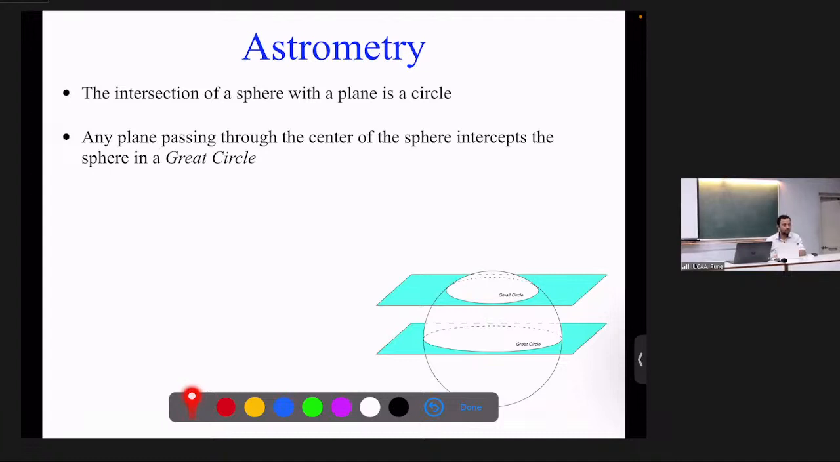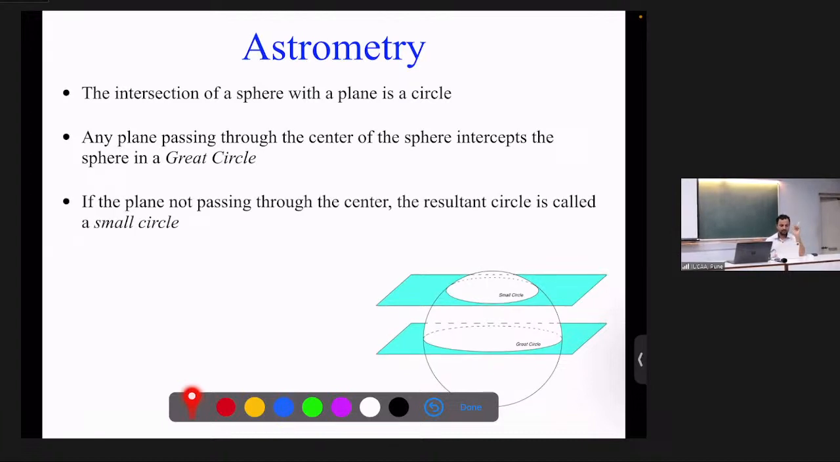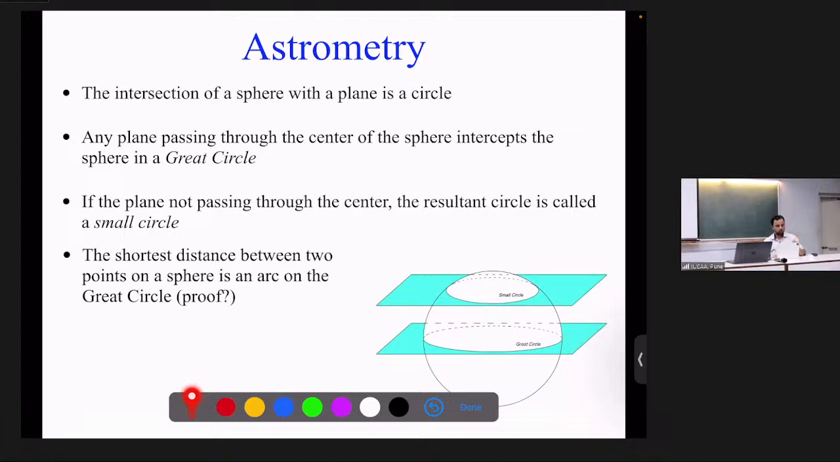Small circle, great circle. The great circle is the case when the plane is passing through the center. Whatever circle intersects is called the great circle. And if the plane is passing through anywhere else, the intersected circle will be called a small circle. This I already told you. Fine. So you know that the shortest distance between 2 points on a sphere is an arc on the great circle.